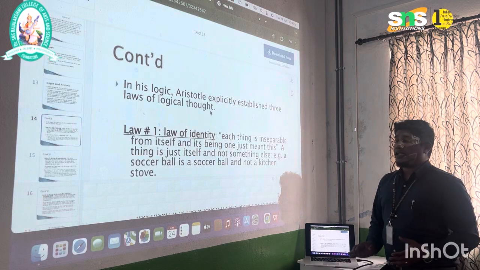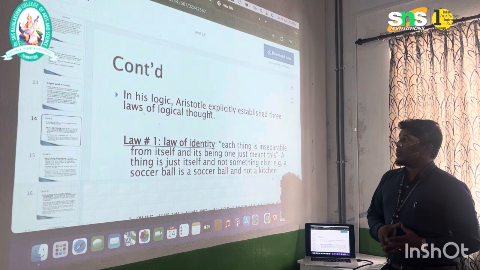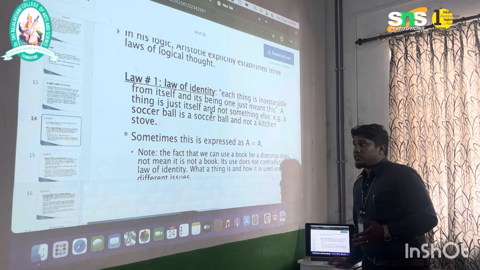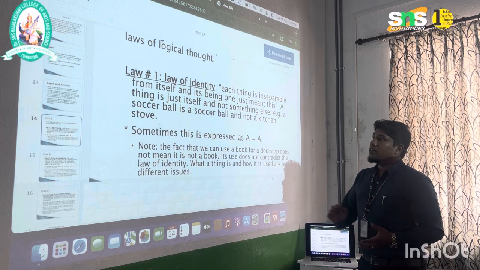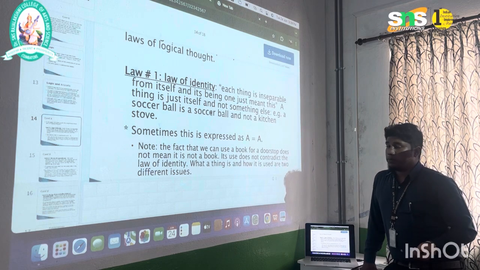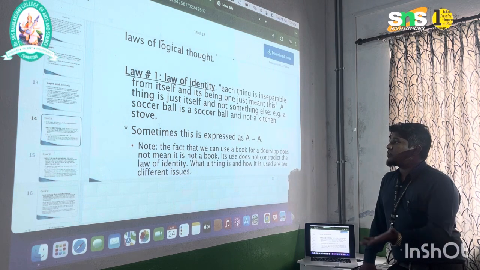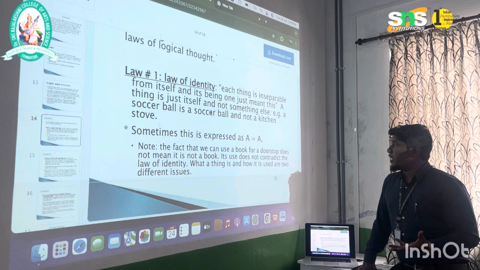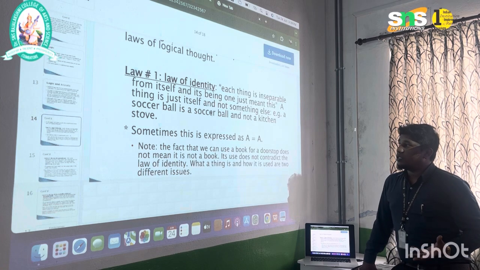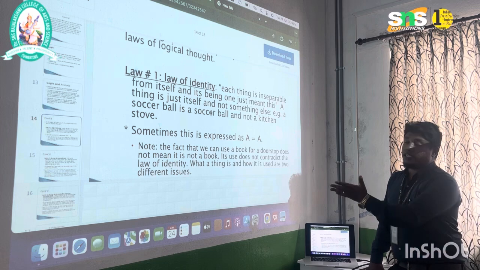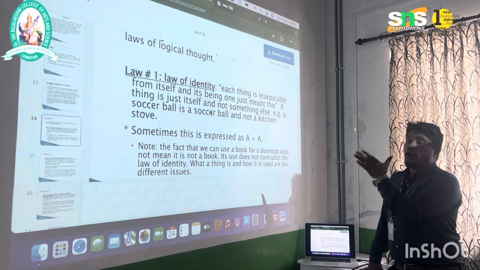So he says that in his logic, Aristotle established three laws of logical thought. The first law is the law of identity. Here each thing is inseparable from itself and is one. A thing is just itself and not something else. Example: a soccer ball is a soccer ball and not a kitchen stove. So here you can see the logic of the law of identity.